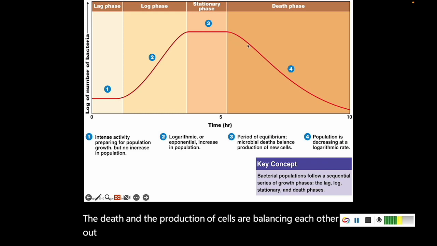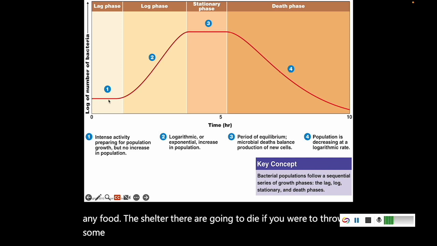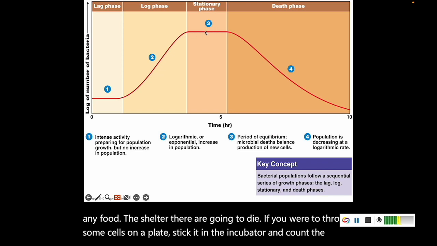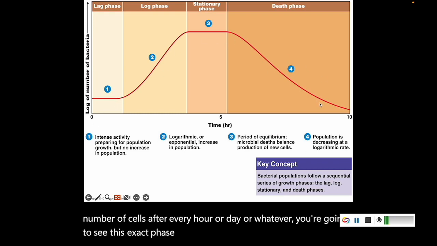Then the death phase, there's too much waste. There's not any food. The cells that are there are going to die. If you were to throw some cells on a plate, stick it in the incubator, and count the number of cells after every hour or day or whatever, you're going to see this exact phase happen.